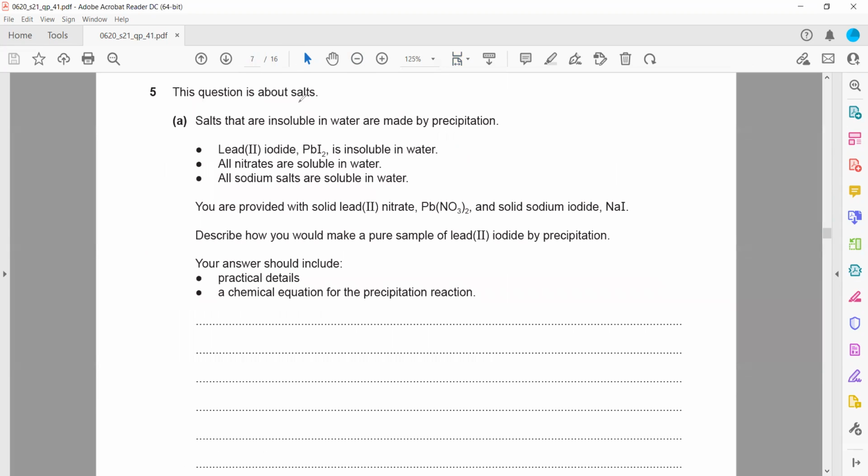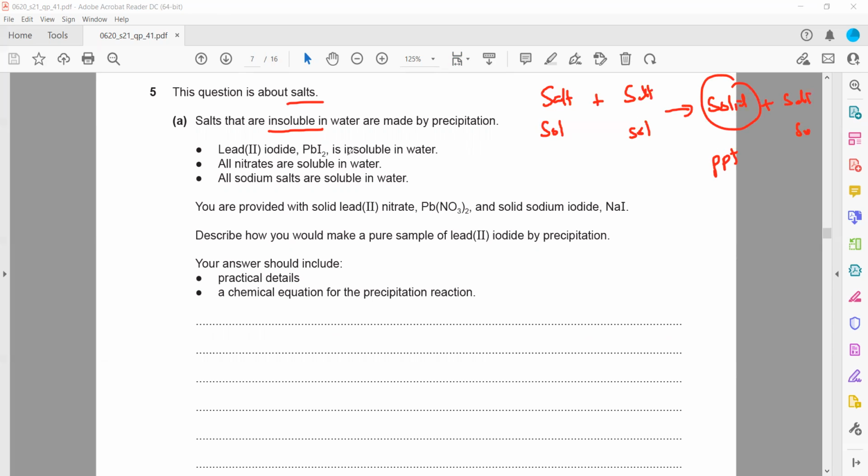In question 5, this question is about salt. We are preparing an insoluble salt. When we are preparing an insoluble salt, the reaction is known as ionic precipitation. So what we do, we mix two salt solutions. As a result, it will form a solid and another salt solution. This solid is known as PPT. This is how ionic precipitation is done, by mixing two soluble salt solutions.